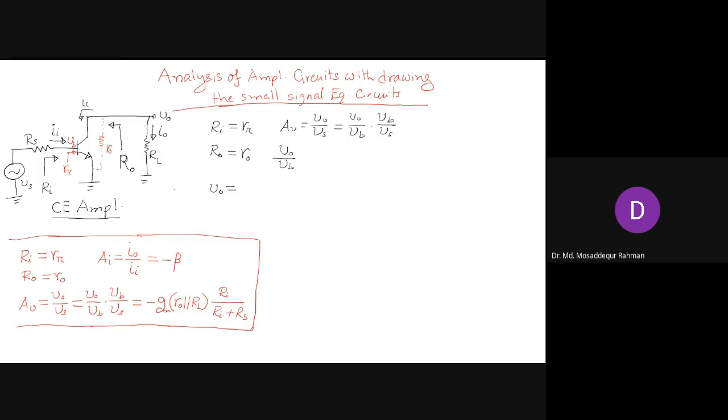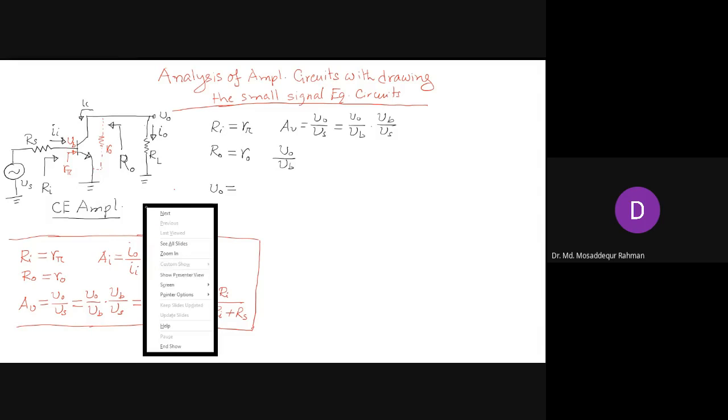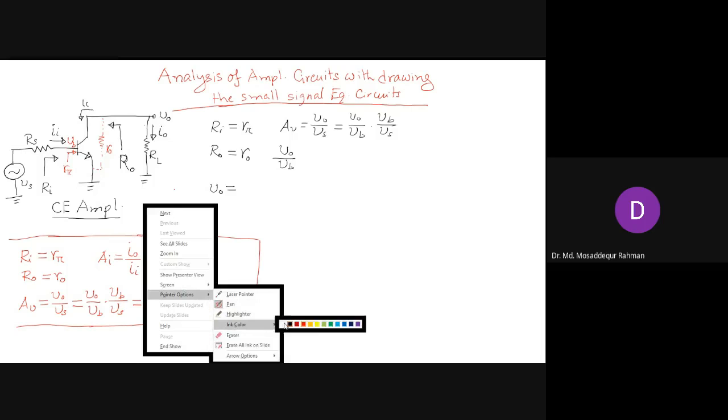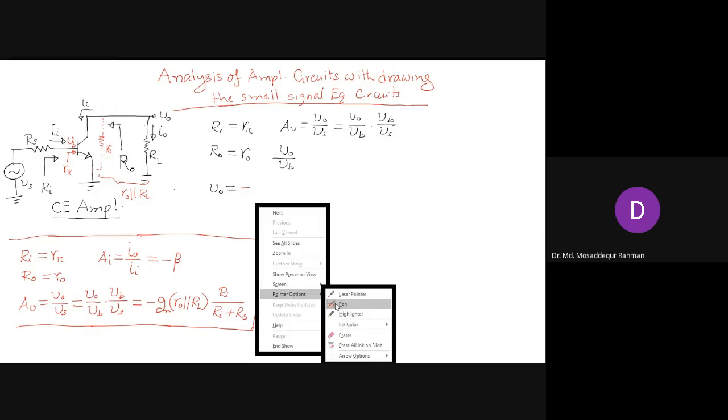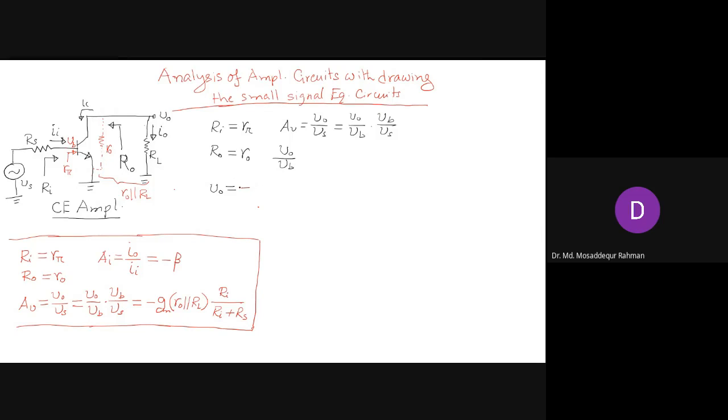and that current is passing through. You see that small r0 is between collector and ground, and also we have the load RL between collector and ground. So basically these two resistances, the small r0 and the load resistance, are in parallel. So we have this IC passing through this parallel combination, and since IC is in the opposite direction, this is going upward, so we have a minus sign here for V0. That will be minus IC and the parallel combination of r0 and RL.